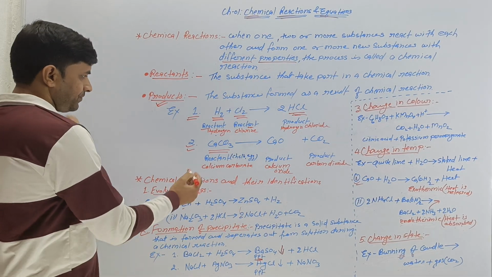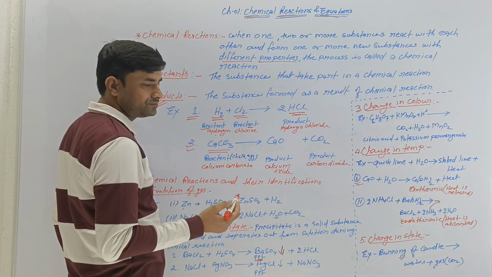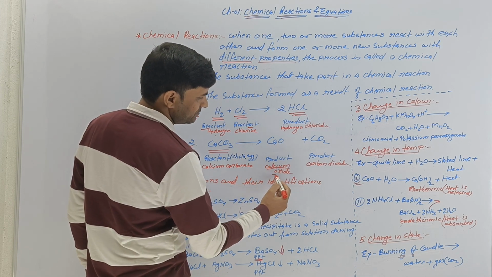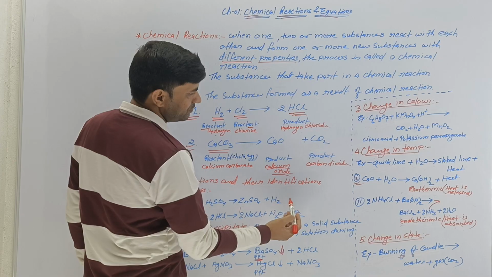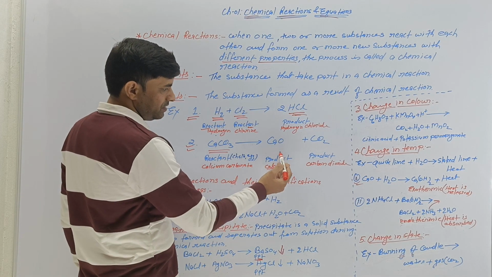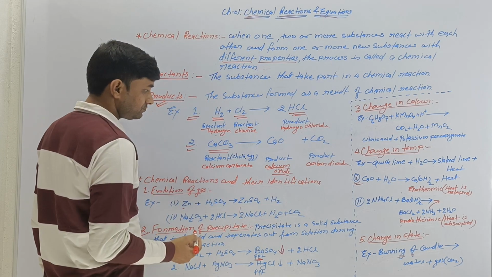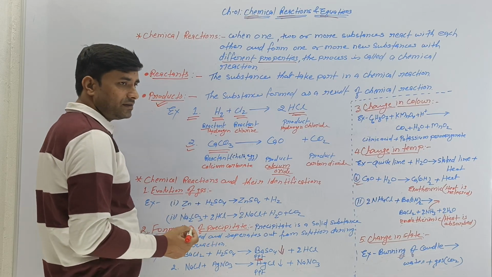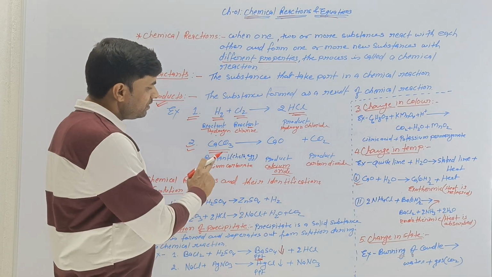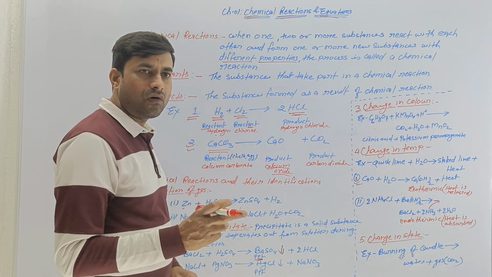Another example is calcium carbonate. When calcium carbonate breaks, it will change into calcium oxide and carbon dioxide. Here calcium carbonate is reactant, and calcium oxide is product. Carbon dioxide is also product. Calcium carbonate is also found in chalk and in the outer covering, the white layer of an egg.